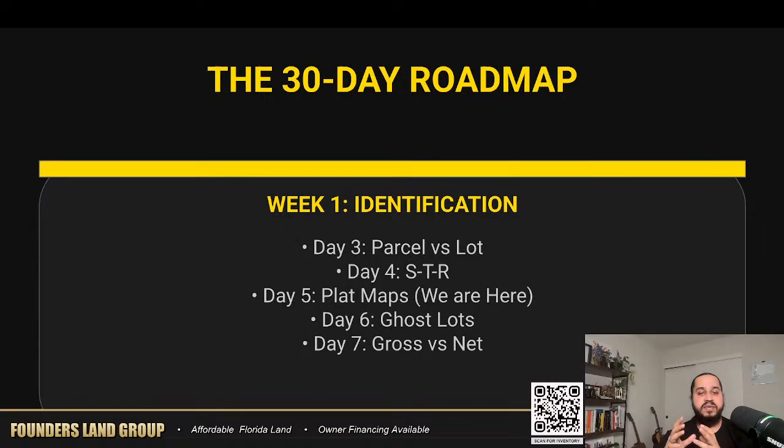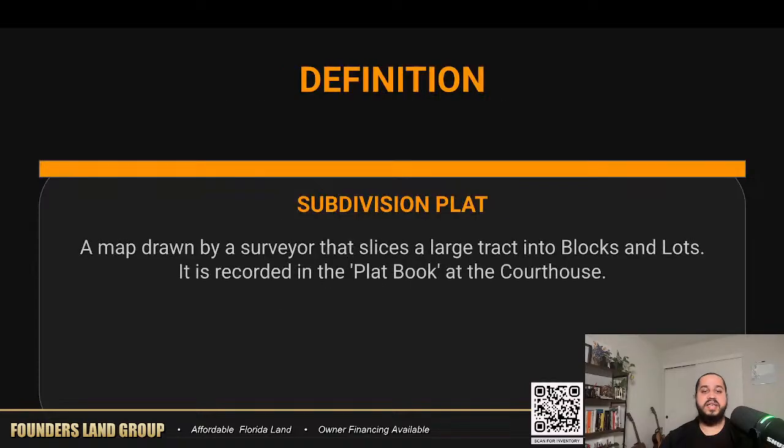So today we are on day five, the identification process. Just to do a quick recap, week one is all about identifying. We understood the difference between parcel versus lot, section, township, and range. Right now, plat maps, here we are. And in the next couple of days, you'll be learning more about ghost lots and gross versus net.